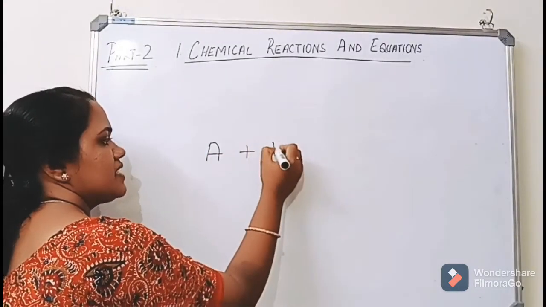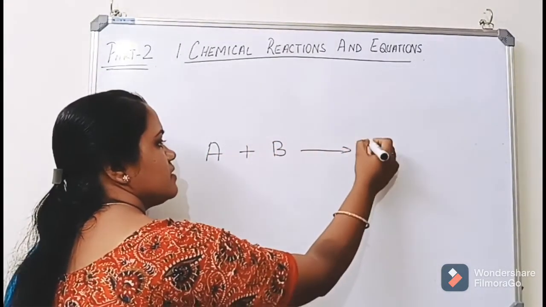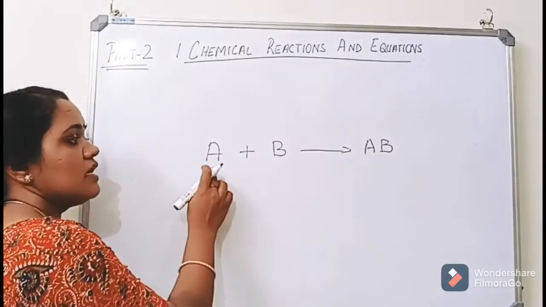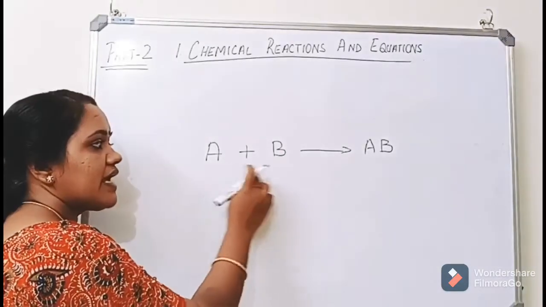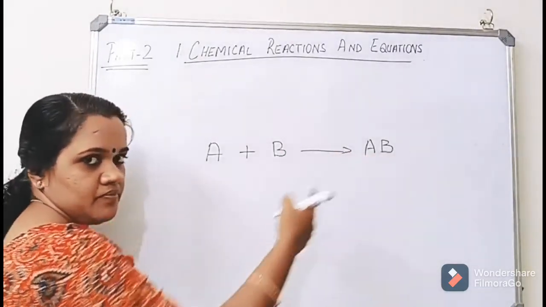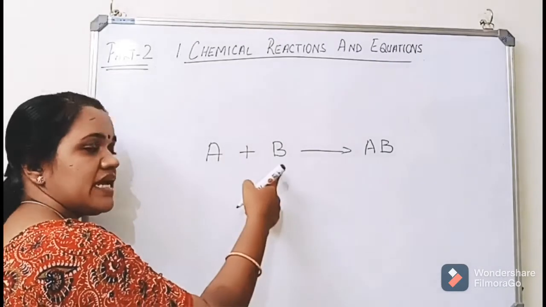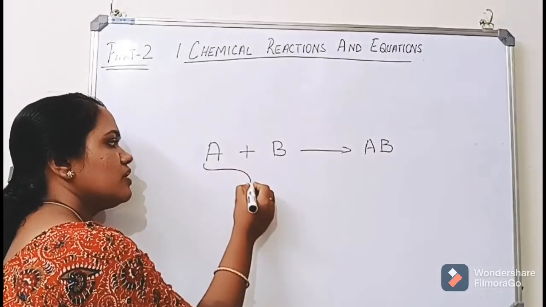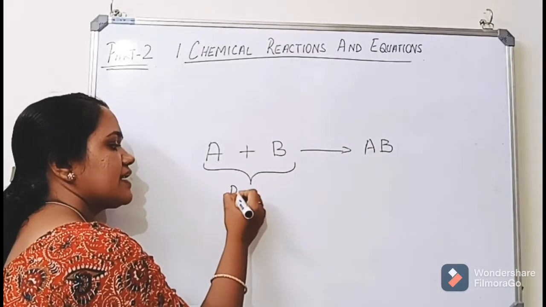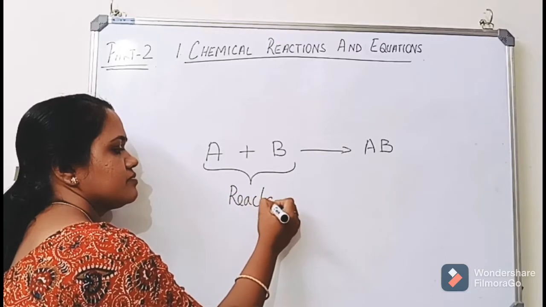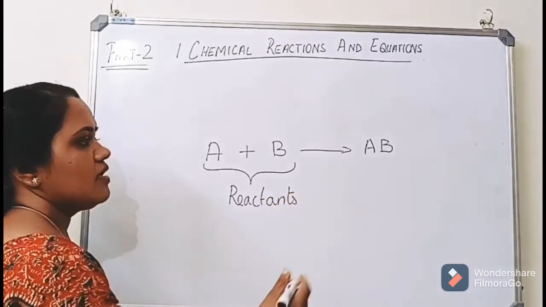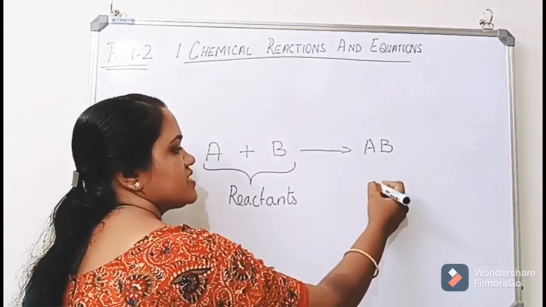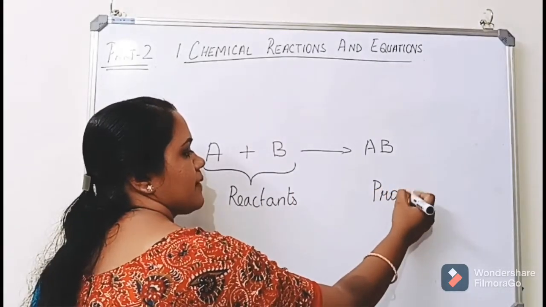A plus B gives AB. Here A and B react to form AB. So A and B take part in the chemical reaction, so A and B are termed reactants. And AB is the new substance formed. So it is the product.